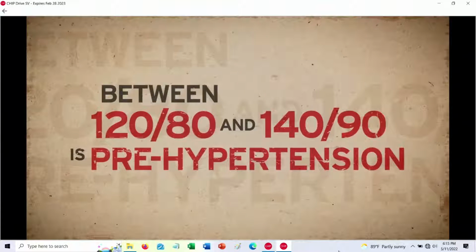Now, if 120/80 is the optimal bookend, and 140/90 is the other bookend, then everything in between is called pre-hypertension. These are the very people who want to do all they can in not becoming full-fledged hypertensives.